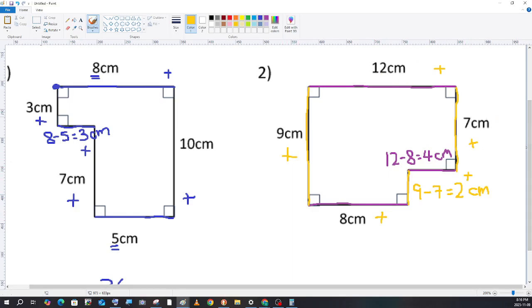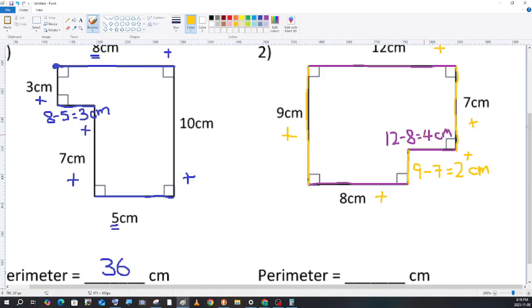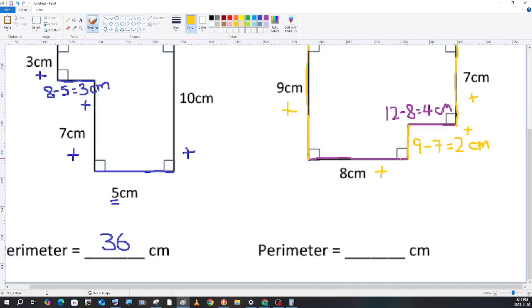All right, so 12 and 7 makes 19. 19 and 4 makes 23. 23 and 2 makes 25. 25 plus 8 would be 33. And then 33 plus 9 would be 42. Okay, 42 centimeters. Oh, how nice. On the worksheet, they already give you the units, but do get in the habit of remembering to write the unit down if it's not there already, okay?